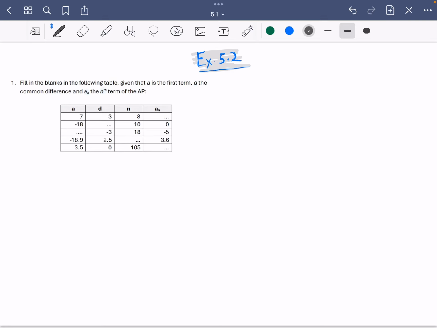Exercise 5.2, and the first question. Fill in the blanks in the following table given that A is the first term, D the common difference, and AN the nth term of the AP. So that's what we have to find. We have to find out the missing information. Let's do it.